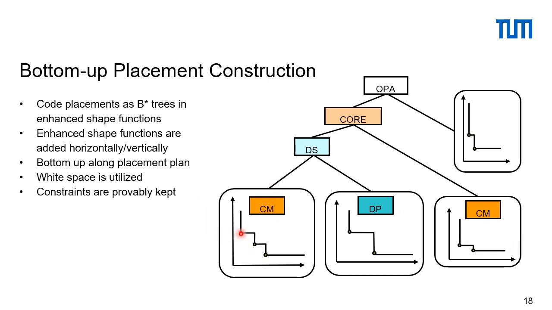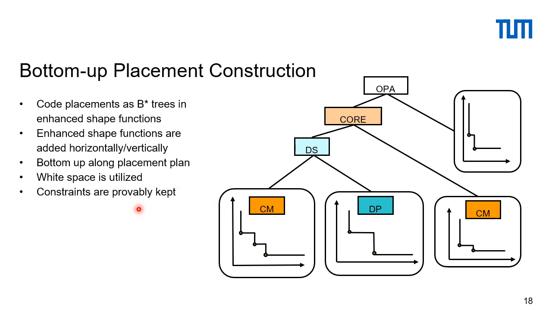And for each point here, we have a possible placement, and we code that placement as a B star tree. Now Martin Strasser has found out that we can combine two of these enhanced shape functions with their B star trees by a formulation of a horizontal and vertical addition of the shape functions of these B star trees. And this is done bottom up. The nice thing is the white space: when you go up from these two, the white space existing here is used, right? You combine them and you automatically compact them.